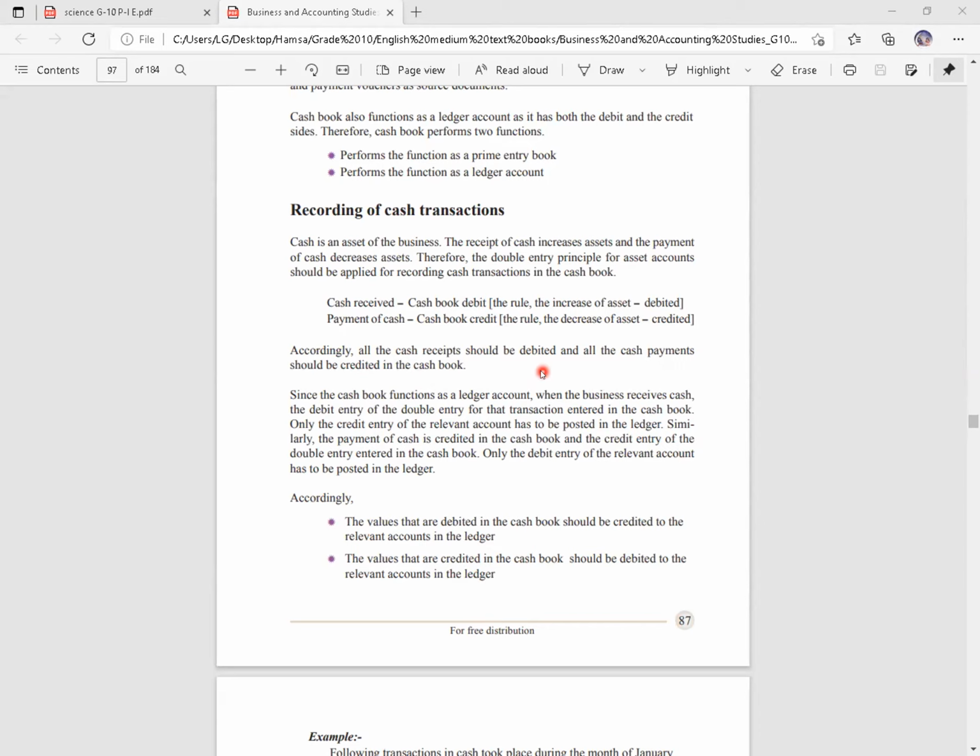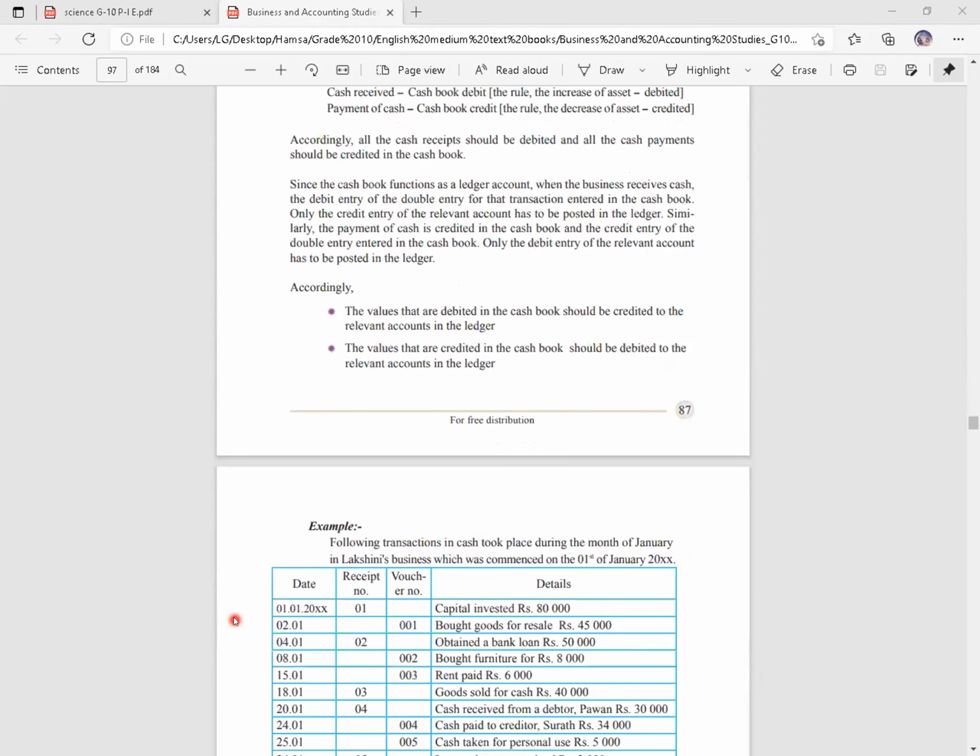Right. So, when you receive the cash, you will be debiting that in the cash book and the credit amount will be transferred to the relevant account. When you do a payment, you will be crediting in the cash book and the debit side will go to the relevant account, right?